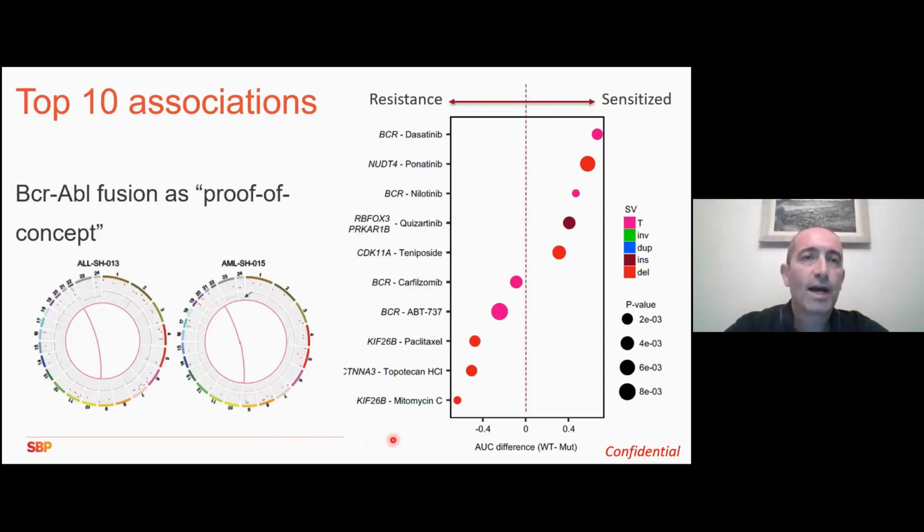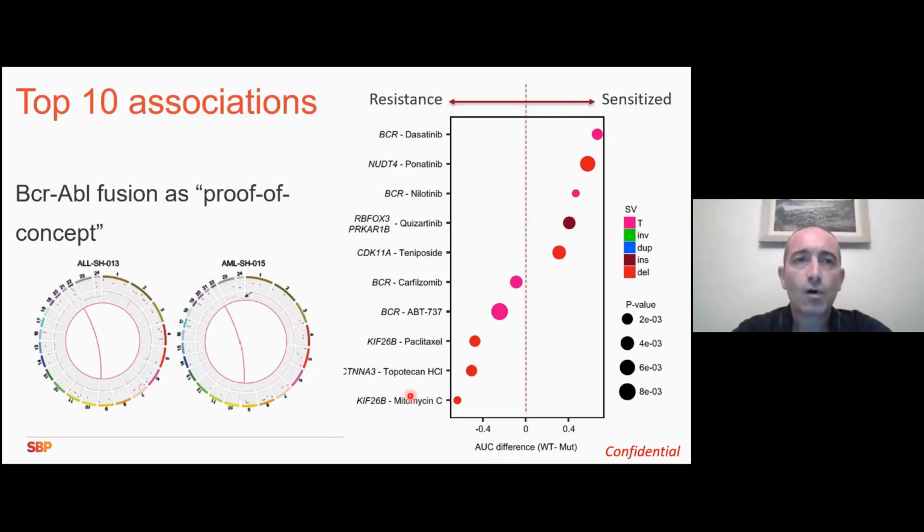This is just another way of showing our top associations. In this waterfall plot here, we see the top 5 structural variant drug associations that sensitize to the drugs. And on the other side, the top 5 structural variants that are associated with resistance. And as you can see, BCR-ABL translocations are involved in sensitization to some drugs, but resistance to others.